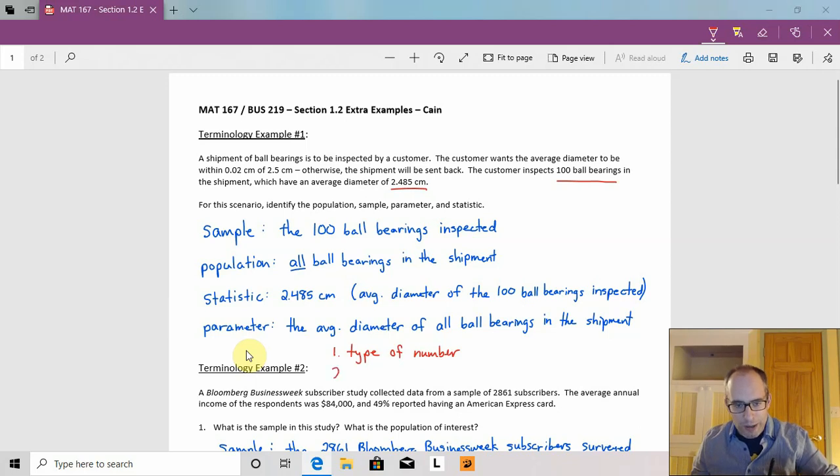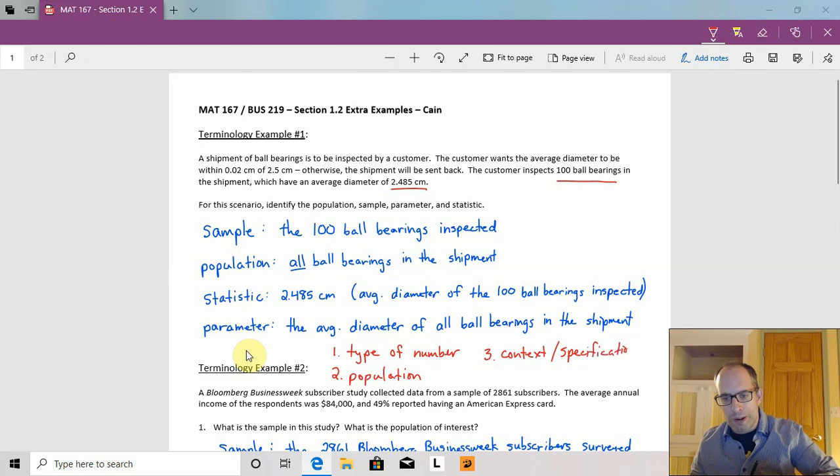You need to have a reference to the population, because the parameter is supposed to be a number that describes the population. And then the third thing that you need to get in there is what you would call maybe the context or the specification part, right? So like the average what? Well, here it's the average diameter. So here, the type of number, that's the average.